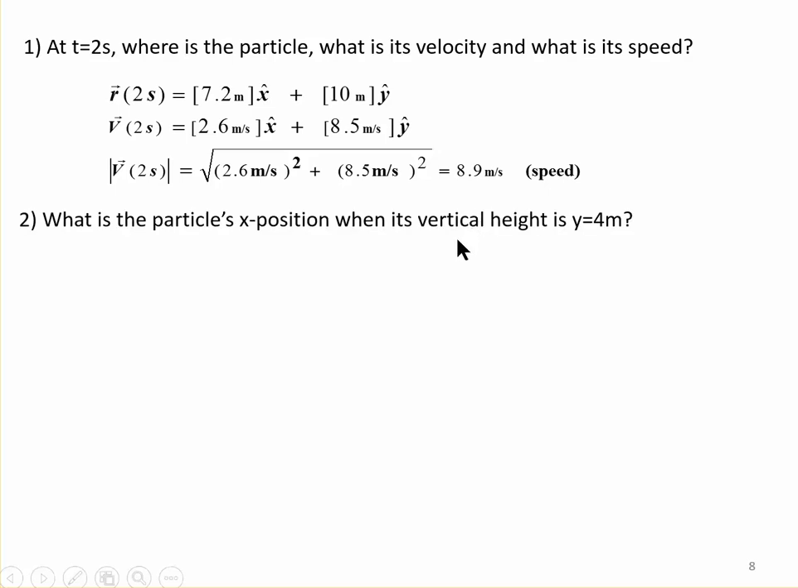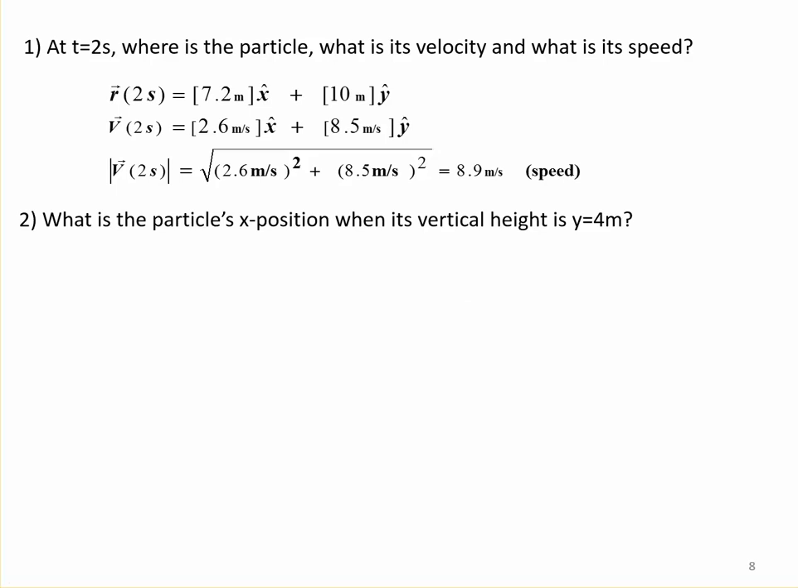The second question that we had was, what is the particle's horizontal position, its x position, when its vertical height is 4 meters? So remember, this particle travels along a path that looks something like this. It's kind of going down and then swings upwards. And we want to know where it is horizontally when its vertical height reaches the 4 meter mark.